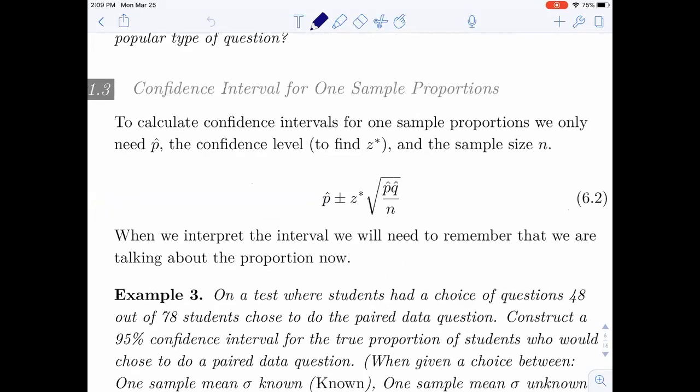So remember the sample proportion was p hat, right? So if we know p hat, the sample proportion, then as long as we know what confidence level we want, we can find our Z star. It's the same Z star that we've been finding all along. And then q hat, remember, is 1 minus p hat, over n, which is your sample size. What's nice about proportions is you don't have to have a lot of information to be able to do these problems.